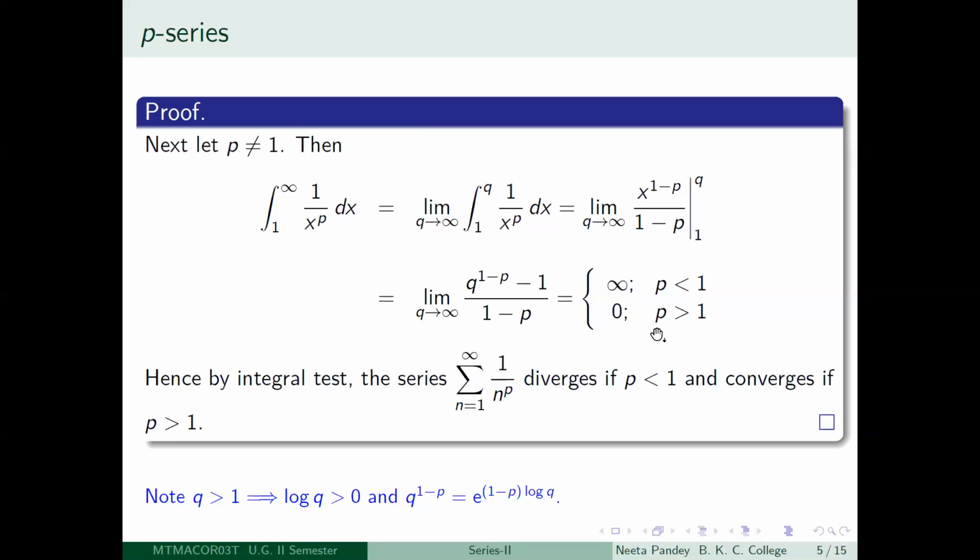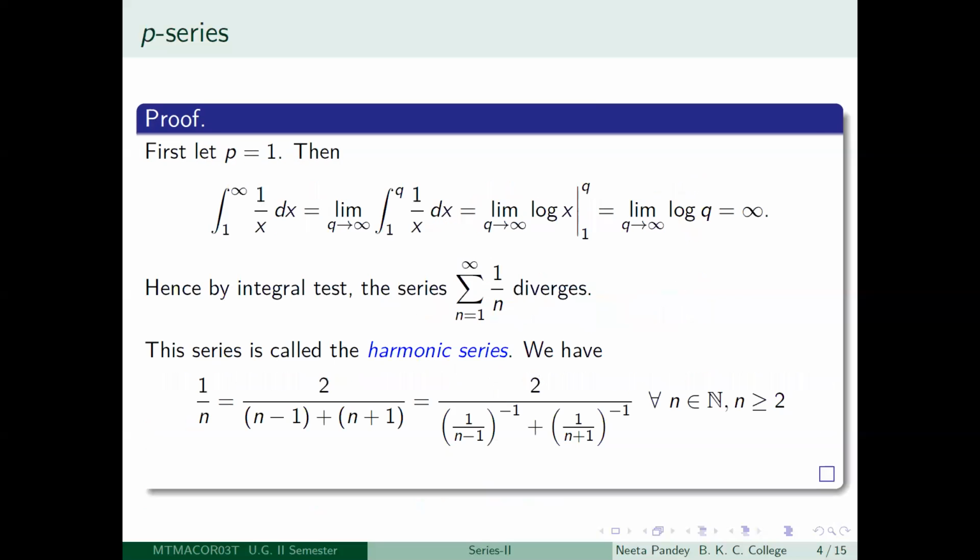Okay, so that is a finite number. So when p is greater than 1, this improper integral takes a finite value, which is exactly equal to 1 by p minus 1. And when p is less than 1, it diverges to infinity. Therefore, please ignore this. I have written it wrong. It should be 1 by p minus 1. And therefore, by the integral test, this p series diverges if p is less than 1 and converges if p is greater than 1.